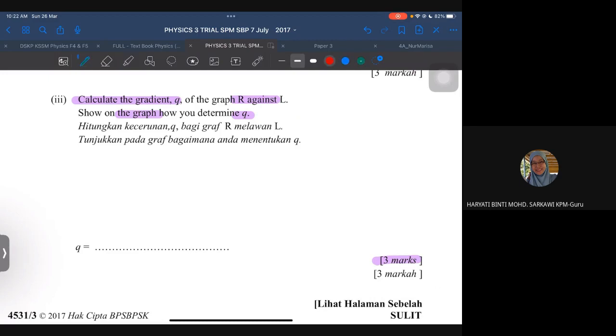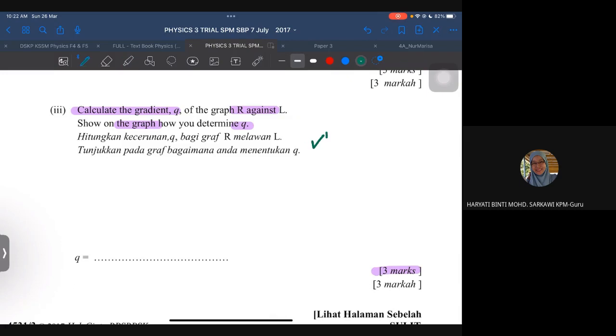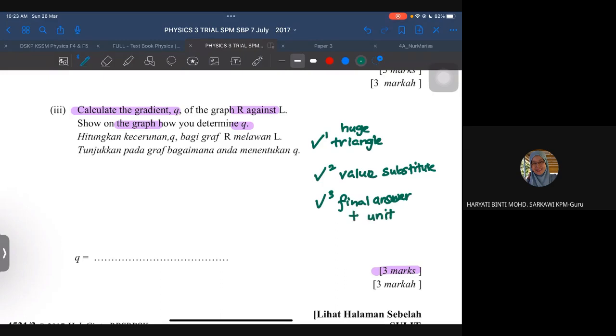Now, how do they give mark? So normally if the marks is 3, so tick 1 will be for the triangle, huge triangle that you draw. So mean this one mesti huge, mesti besar. If you draw small triangle, you will miss the first mark. Okay, I'm using tick 1 for the first mark. Second mark will be the value that you substitute. Nilai gantian, substitute. Betul ke ejaan cikgu? Okay, value that you substitute. And then the third mark will be the final answer. Final answer plus unit. Mesti ada if got unit. If no unit, you will miss the third mark. Okay, boleh. But you will only get the third mark if your final answer is correct. But let's say only unit betul, no mark lah.